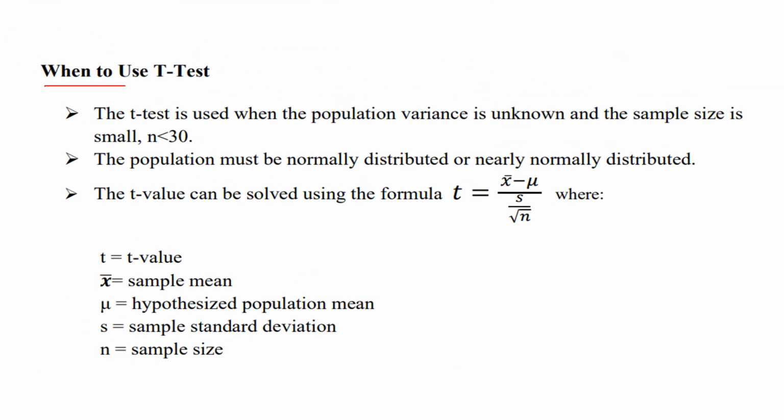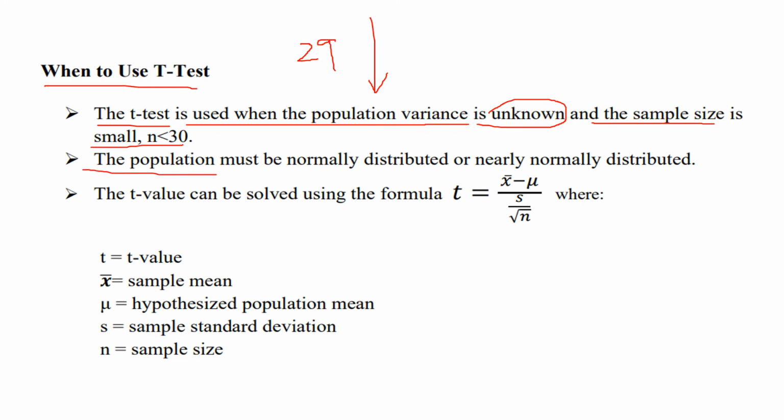So when to use t-test? The t-test is used when the population variance is unknown and the sample size is small. Mean to say, if your sample size is 29 down to 1, that will be considered as a small sample, which is less than 30.